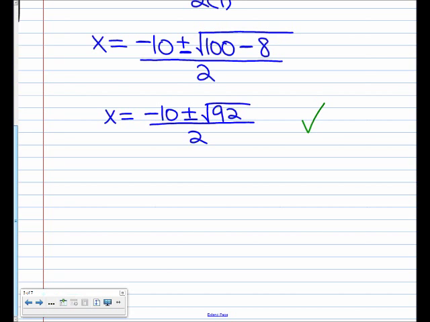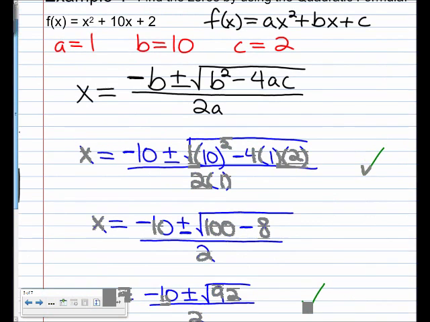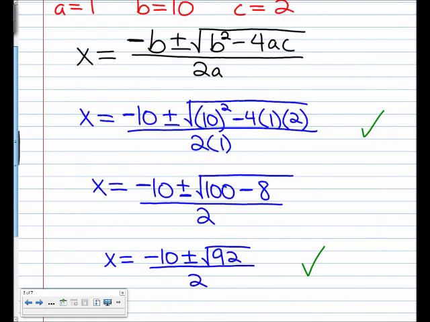All right, if I were to plug in the calculator, negative 10 plus the square root of 92 and then divide that by 2, I'd get one answer. If I did negative 10 minus the square root of 92 and then divide that by 2, I'd get my second answer. Both of those would make this quadratic become 0. All right, so that's the whole point here.